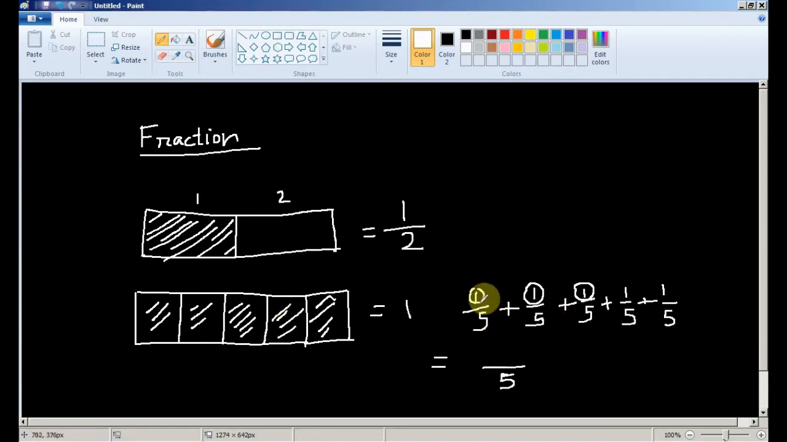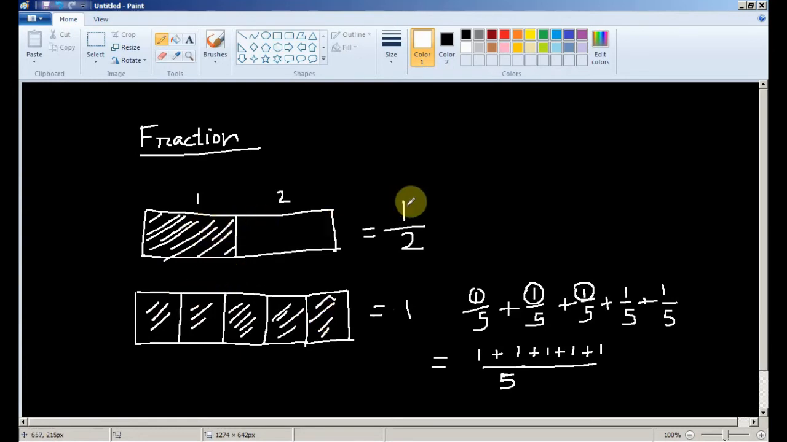So here I counted 1, I counted one more here, I counted one more. I keep adding 1 for 5 times. The numerator makes a difference. It is the one which we took from the whole, right? When the whole is divided into equal parts, that equal part remains the same. If this is divided into 2, it's always going to be 2. If this is divided into 5 parts, it's always going to be 5. But how much we took matters.